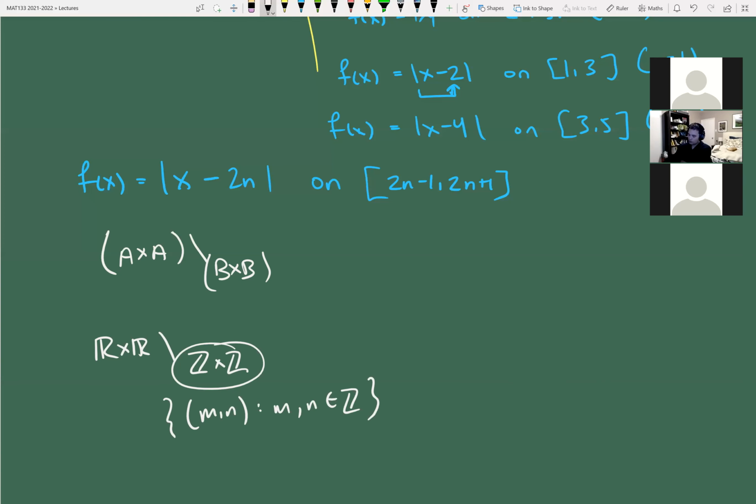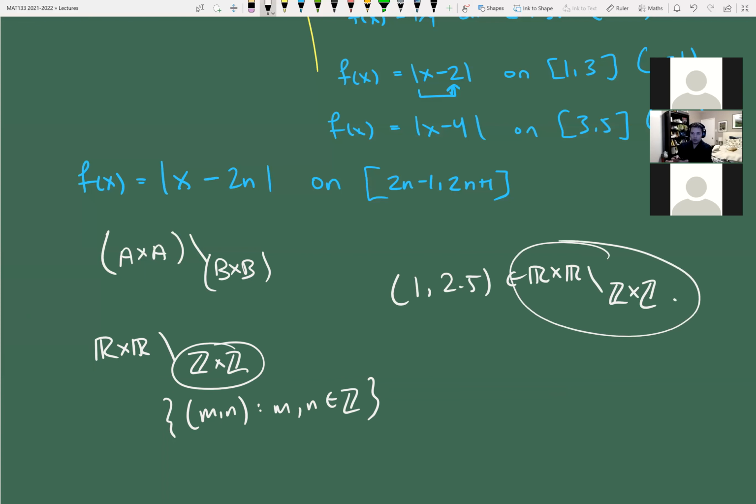So if you want to check that 1, 2.5 is in this set, this set is everything in R cross R, but you've removed everything in Z cross Z. So the only way you're not in R cross R is if you're in here, because those are the things you took out. But one of them isn't an integer, so it can't be in Z cross Z. So it has to be in the whole thing. Right. Okay, because I wanted to make sure the logic there was right, because I knew if I wrote that down, I might have got it wrong if I didn't double check my logic.